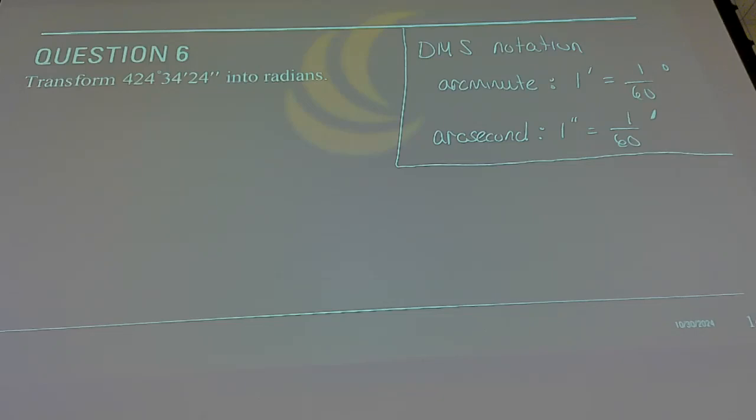So how many seconds are in a minute? 60. How many minutes in a degree? So you have 60 arc seconds in 1 degree. 3,600 arc seconds in a single degree. By the way, this is the exact same conversion as seconds, minutes, hours, where the degree would be an hour, so you can think of degree as an arc hour. The same exact concept.